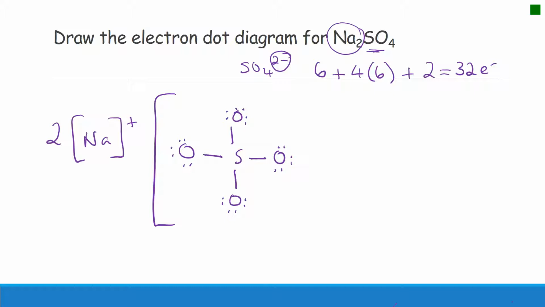Check the electron count. 2, 4, 6, 8, 10, 12, 14, 16, 18, 20, 22, 24, 26, 28, 30, 32. I've used 32 electrons. Does my central atom have 8? 2, 4, 6, 8? Yes, it does. Charge on, and wow, I've got 8.